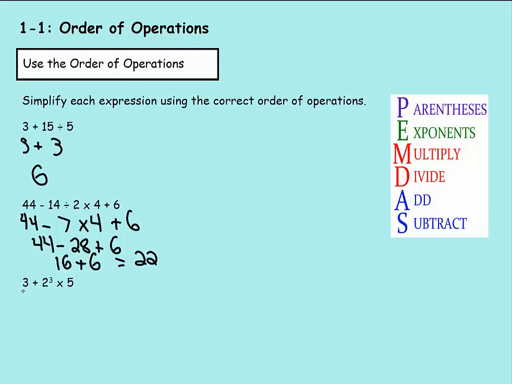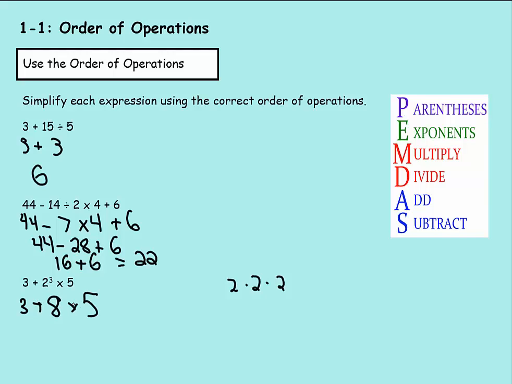For this one, we have 3 plus 2 to the third power times 5. So this is an exponent, which puts it right up near the top of the order, which means in this problem it's going to go first. 2 to the third power means 2 times itself 3 times, which would be 2 times 2 times 2. So that would be 3 plus 2 times 2 times 2, which equals 8, times 5.